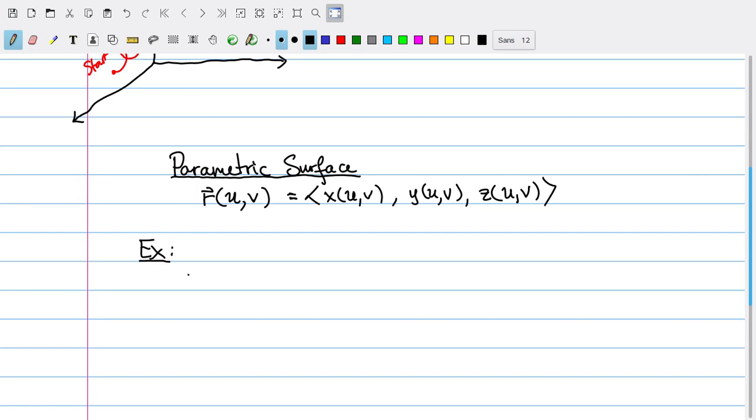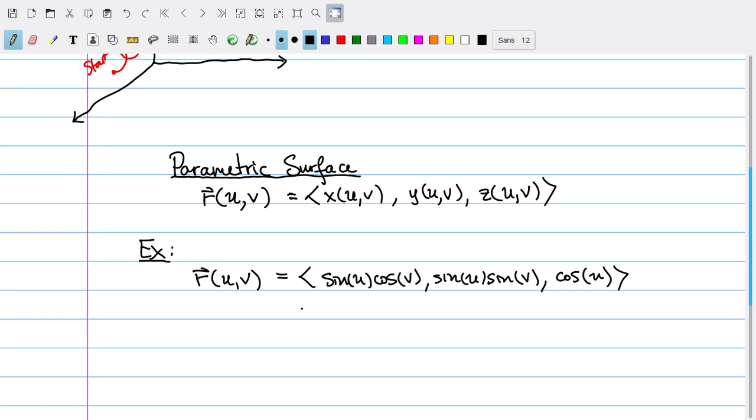So for one example, I can think about the parametric surface described by r of u, v equal sine of u cosine v, sine of u sine v, cosine u. And I'm kind of wondering here what kind of surface this draws out as I let my parameters range. Let's say u ranges between 0 and pi, and I'm going to let v range between 0 and 2 pi. So what kind of surface does this draw?